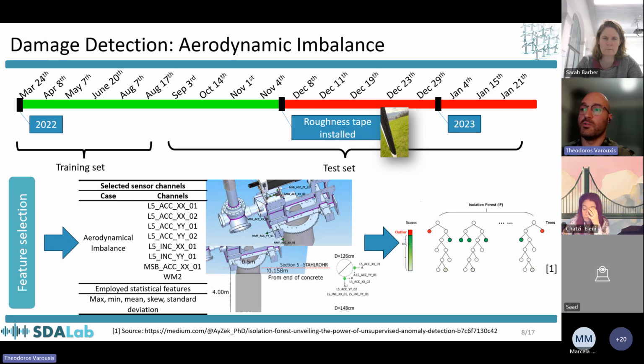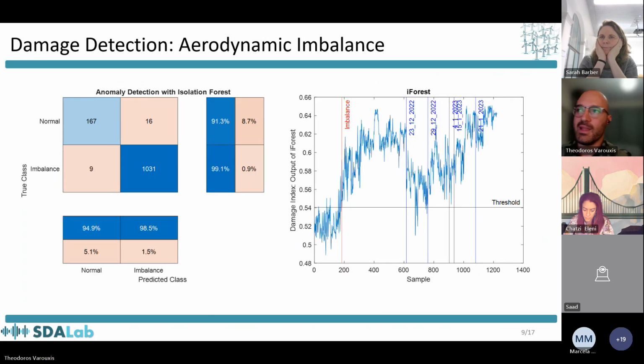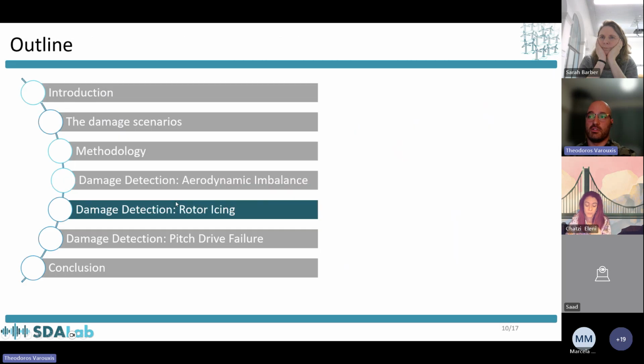From all of the available channels, we selected 7 accelerometers. 6 of them were installed in the tower in the highest position corresponding to section 5 here, and then we used the input from one of the main sub-bearing accelerometers and the wind speed input. And then for each of these sensor channels, we calculated the maximum, minimum, mean, skew, and standard deviation. These features were inputted to an isolation forest algorithm. The isolation forest algorithm yielded satisfactory results in terms of damage detection, achieving more than 95% accuracy.